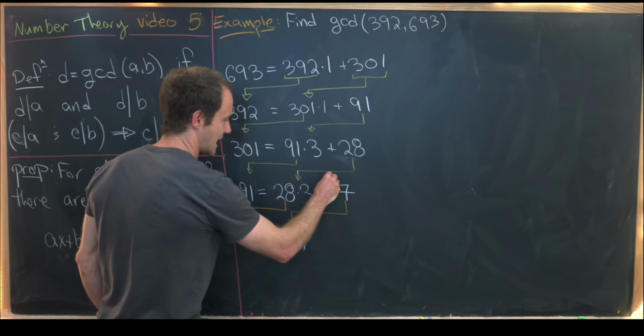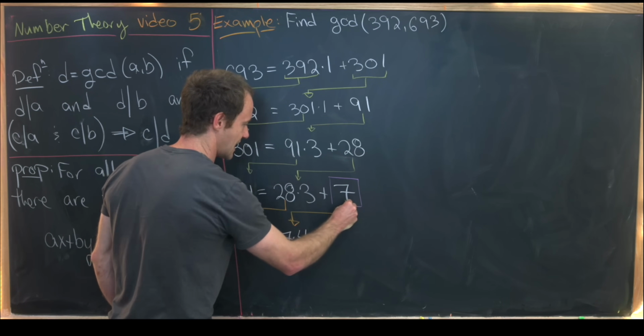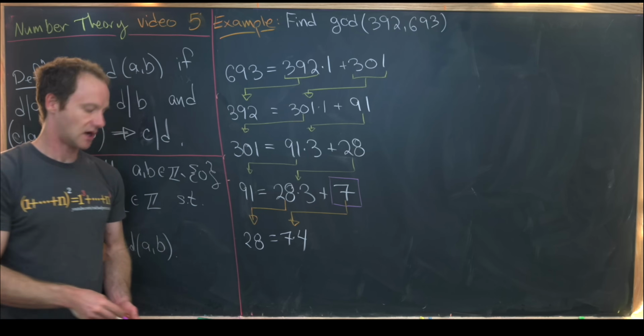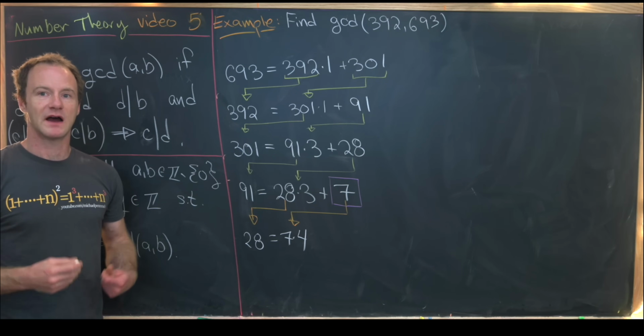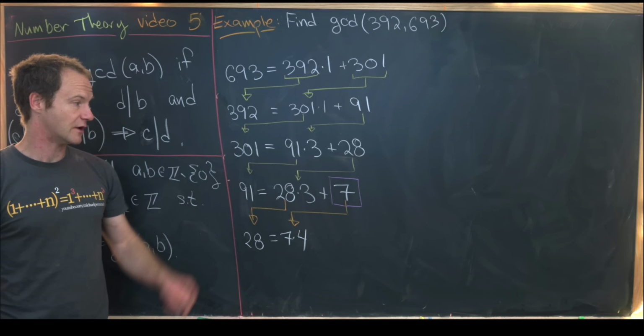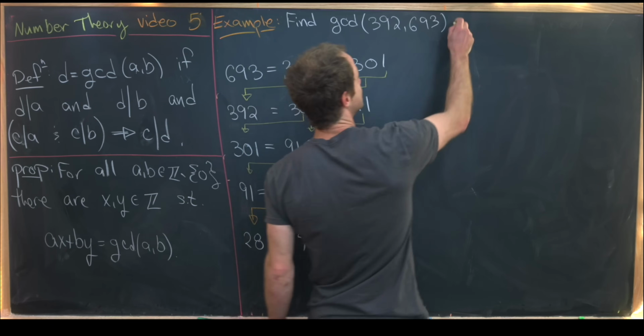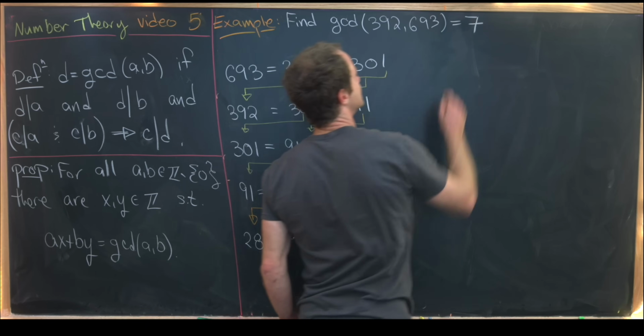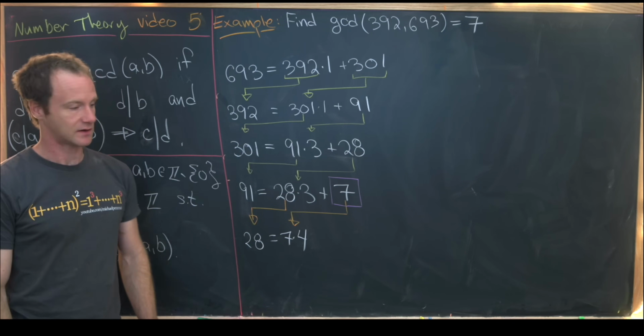So that means we have this number right here, 7, as our last non-zero remainder. And by the proof of the Euclidean algorithm, we know that that is the GCD. So the GCD of these two numbers is equal to 7.